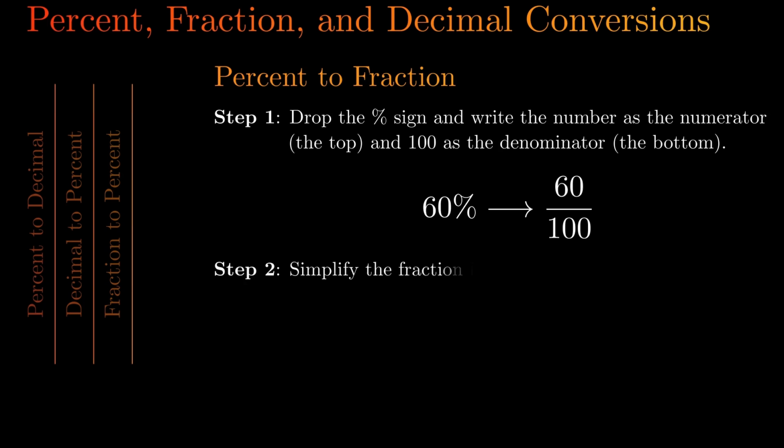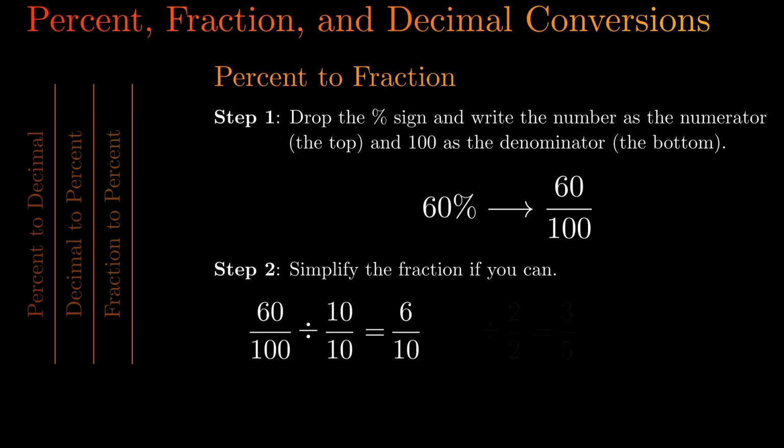Step 2. Simplify the fraction if you can. Technically, this is correct, but in math, we always want to look our best, so we simplify. Both numbers end in 0, so we can divide both of them by 10 to get 6/10. They are both still even numbers, so we can divide them by 2. 6 divided by 2 is 3, and 10 divided by 2 is 5. So 60% is equal to 3/5.